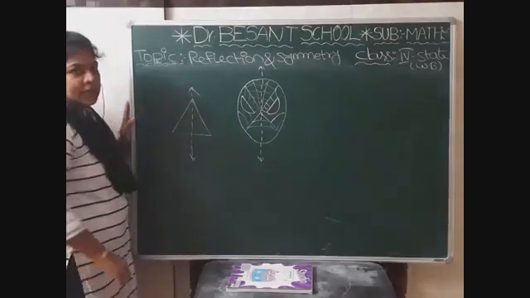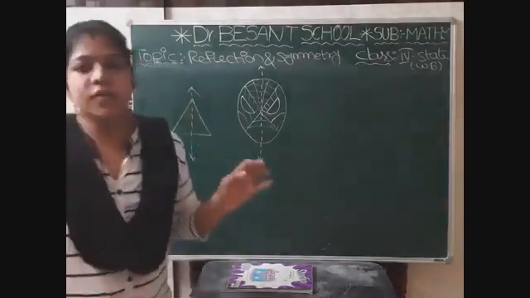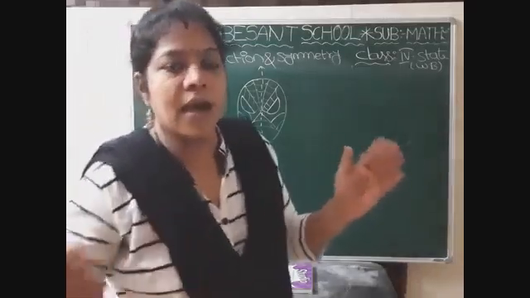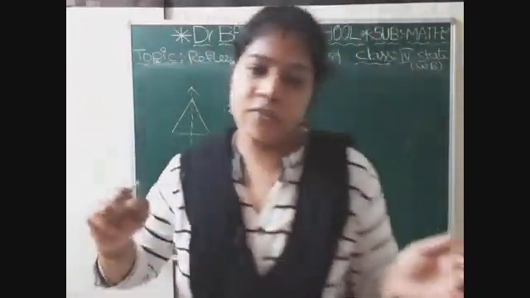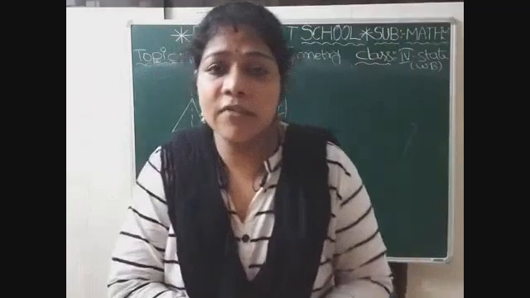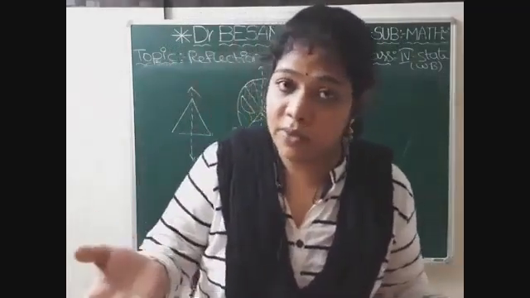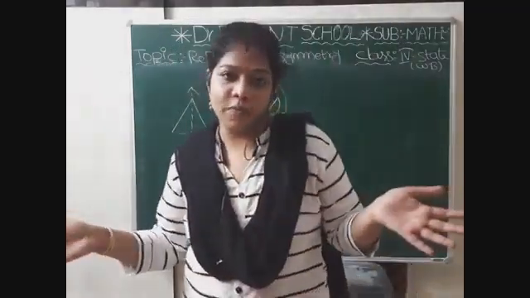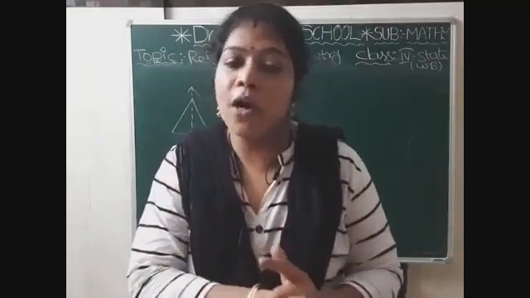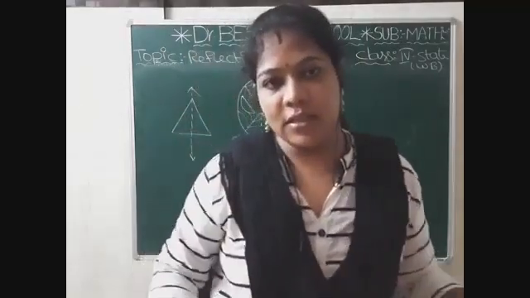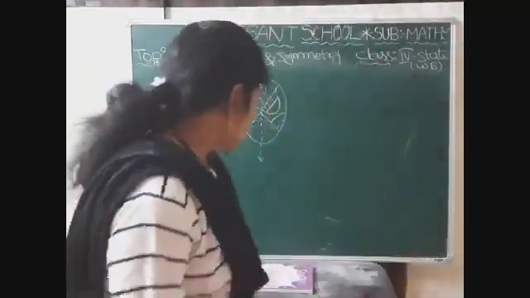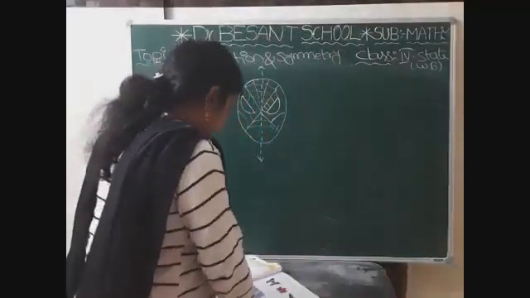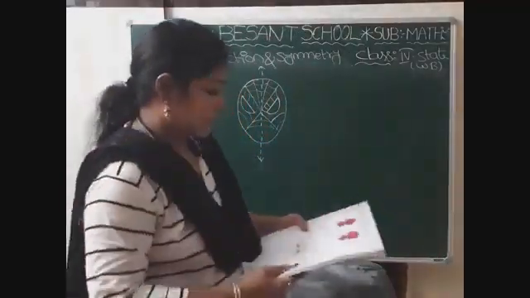Okay, this is the concept of lines of symmetry. Some objects may have only one line of symmetry, some may have more than one line of symmetry, and some objects may have no line of symmetry at all. That depends upon the object's shape and size. Okay, now next one. This is about the mask given here.